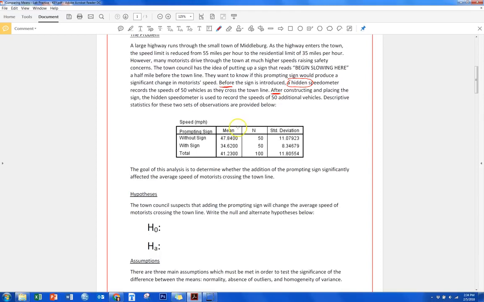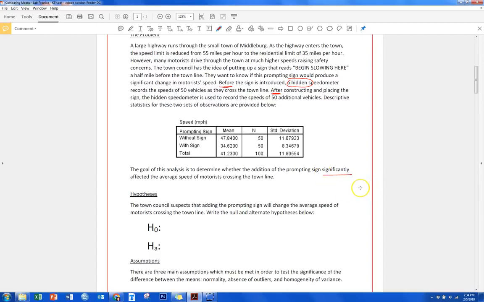So this is our raw data here. The goal of this analysis is to determine whether the addition of the prompting sign significantly affected the average speed of motorists crossing the town line. Is there a significant difference? So we're just looking at the observed values, so you can see a difference in the observed means. We're looking for whether there's a significant difference.